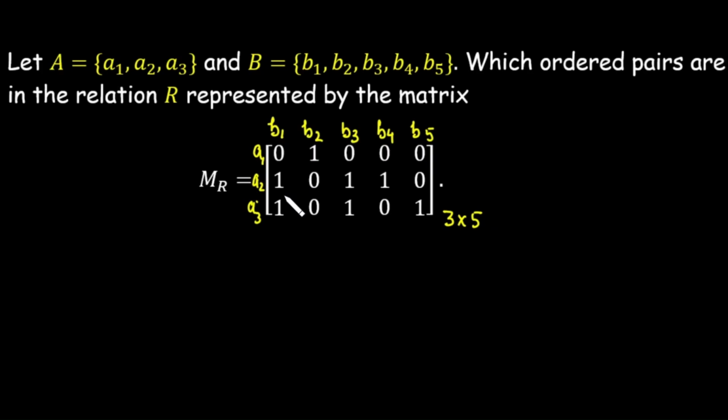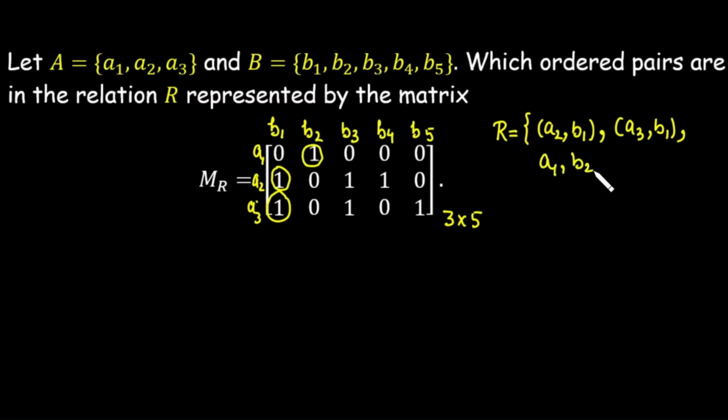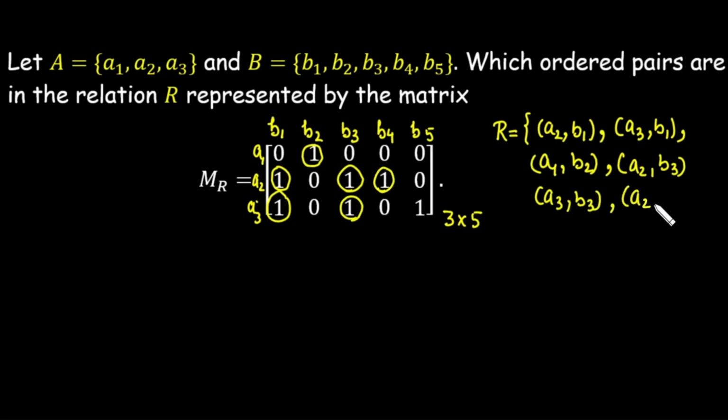So from here, collect the ones. We get a first one here. This one represents that R contains the ordered pair (A2, B1), meaning A2 is related with B1. This one gives the ordered pair (A3, B1). This one gives (A1, B2). This one gives (A2, B3). This one gives (A3, B3). This one represents (A2, B4). And the last one represents (A3, B5). So these are the ordered pairs in the relation R from this matrix representation.